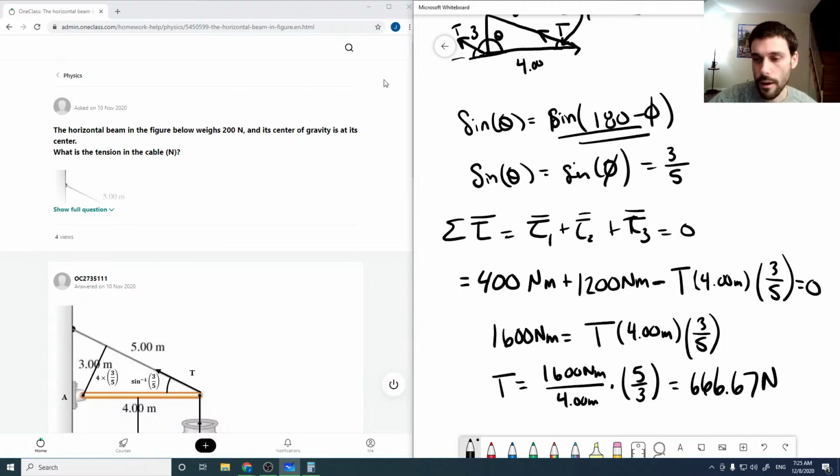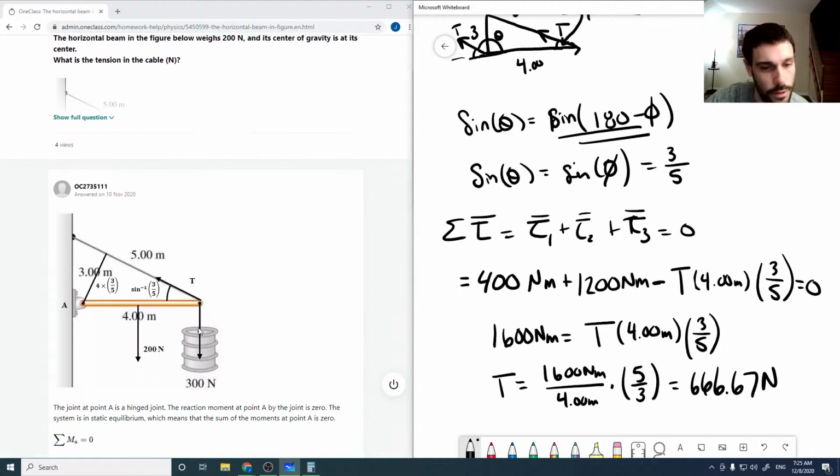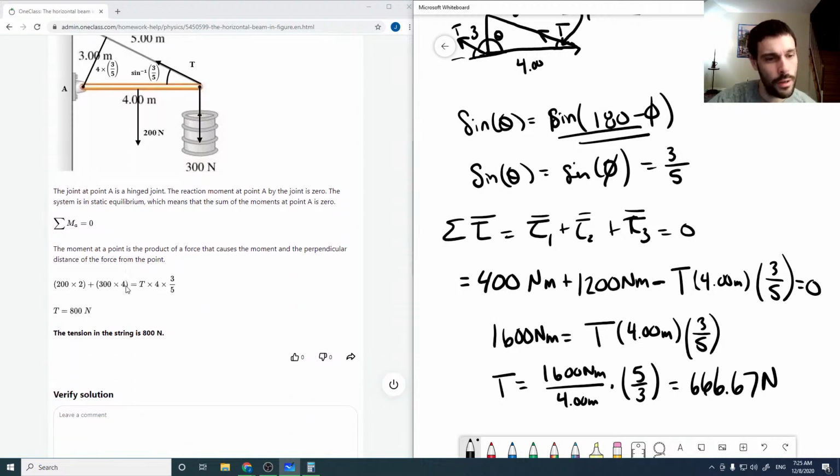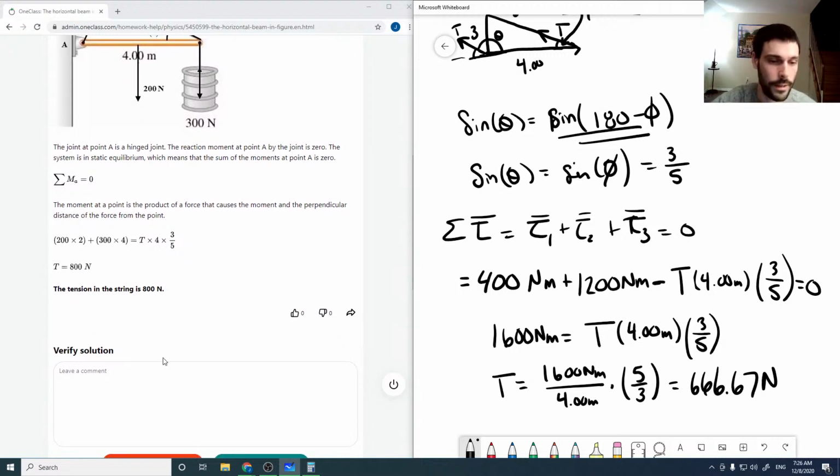Okay, so now if we check the solution here, we need to sum over all of our torques. 200 times 2 plus 300 times 4 is equal to, so that's where it came out in the end, right? So that's 1600 is equal to 4 times 3/5 times the tension. So here we have exactly the same thing. And then here they get that the tension is 800, which is just wrong. They just made a calculator error.